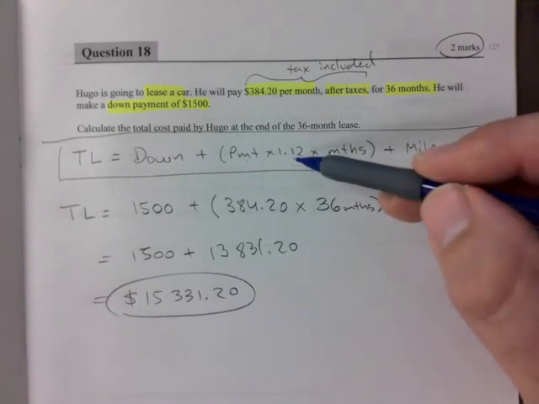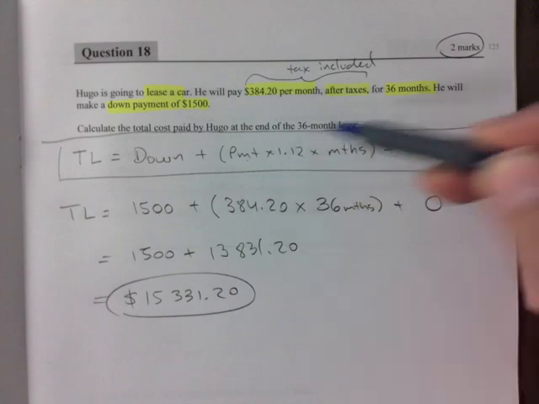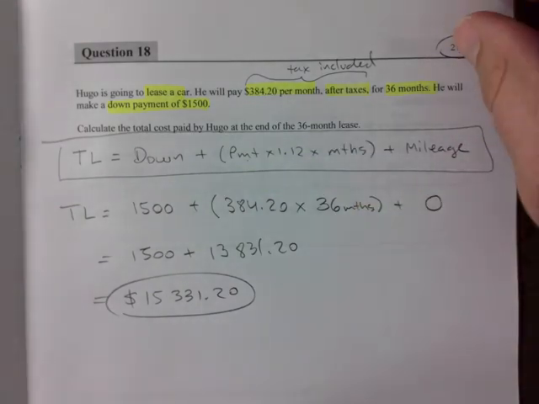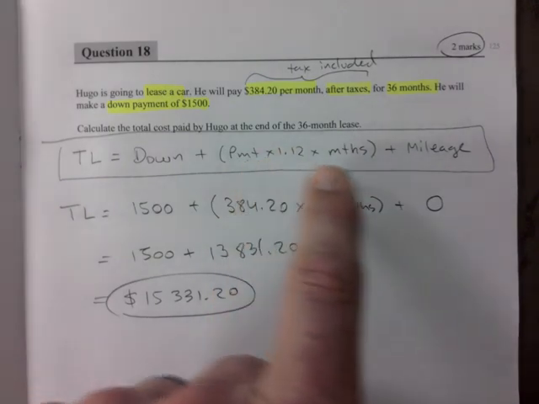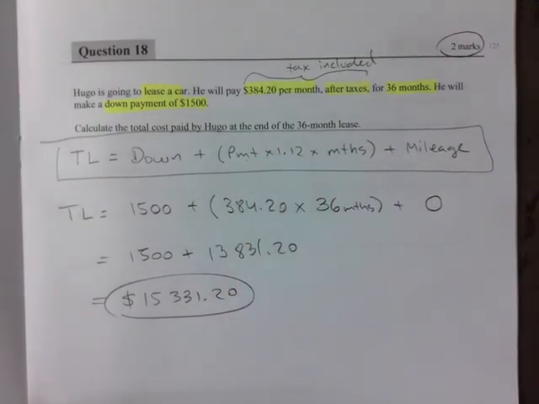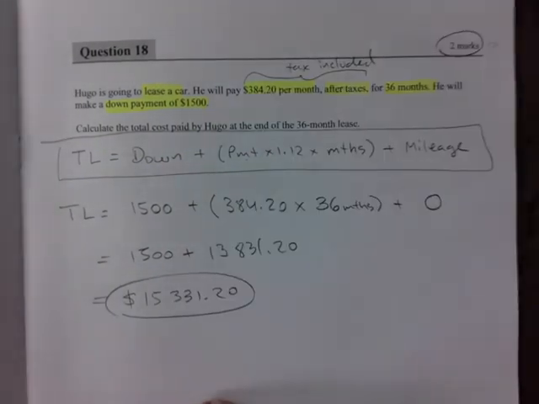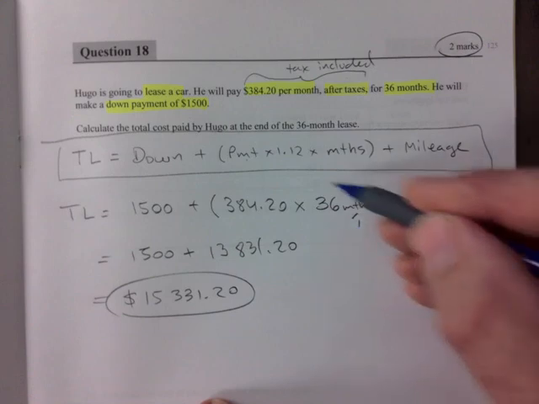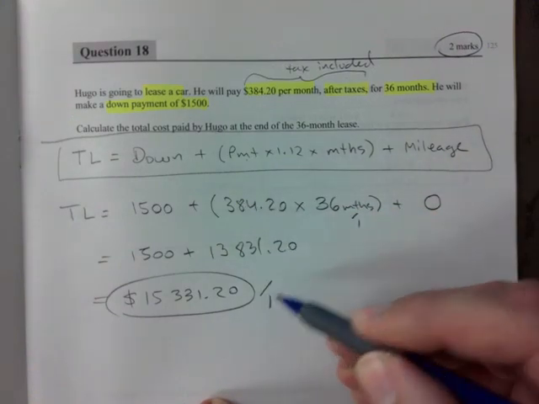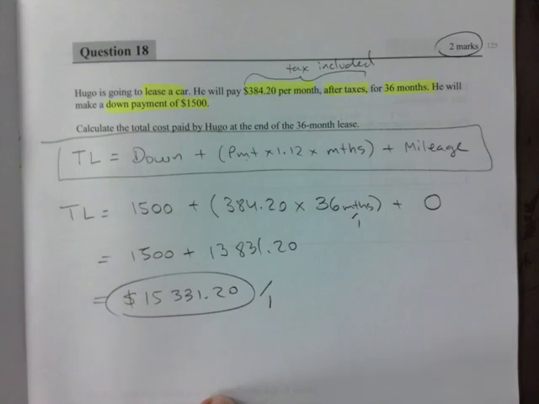If I could, I would go back and just cross this out, but then your formula is going to be, you want to have that just in case you don't have the taxes included. 2 marks. There we go. You would have received 1 mark for this step, and then 1 more mark for adding the down payment once you figured that out. So that's where your 2 marks come from.